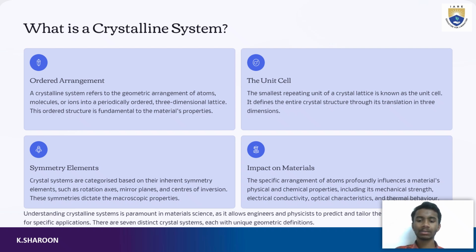Understanding crystalline systems is paramount in materials science, as it allows engineers and physicists to predict and tailor the properties for specific applications. There are seven distinct crystal systems, each with unique geometric definitions.